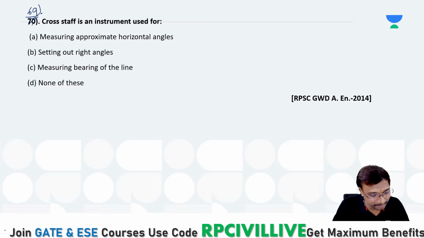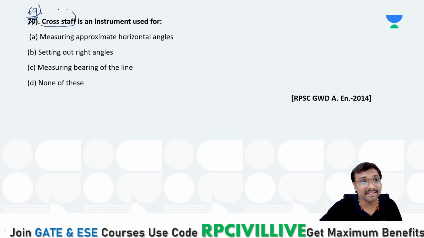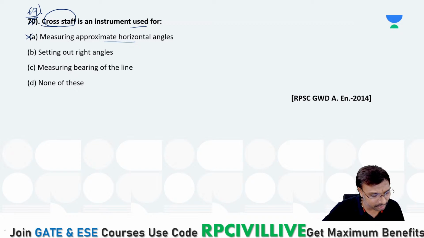Everyone said B. Yes, absolutely right. Cross staff is an instrument used for measuring the approximate horizontal angles. For horizontal angles, we are using cross staff. Suraj, Arti, Shailendra, Naveen, Radhika, Diksha, Leena, everybody said B only. Yes, correct, right? Measuring the horizontal angles. No, setting out right angles, right?